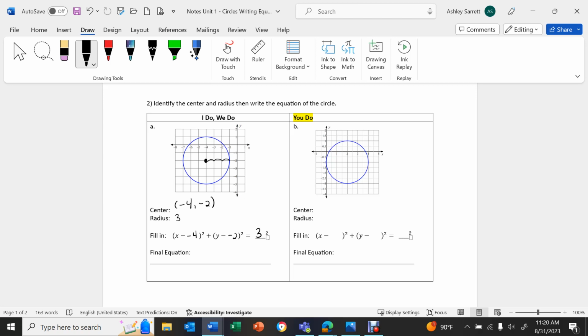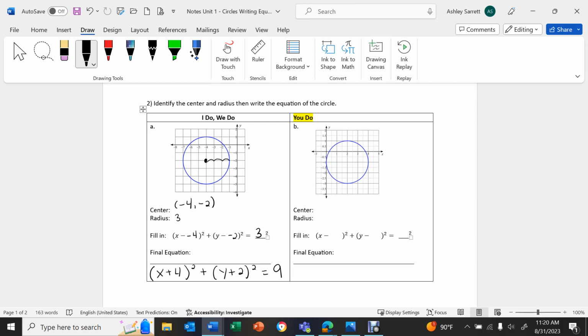All right, now to clean that up, my final equation, minus a negative means I add. So this is really (x plus 4) squared plus, again, minus a negative means add, (y plus 2) squared. And then 3 squared, or 3 to the second power, 3 times 3 is 9.